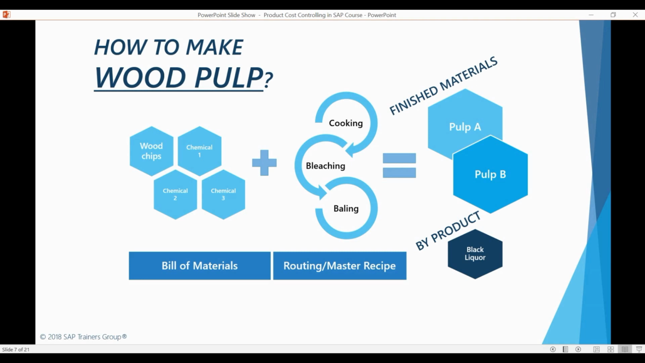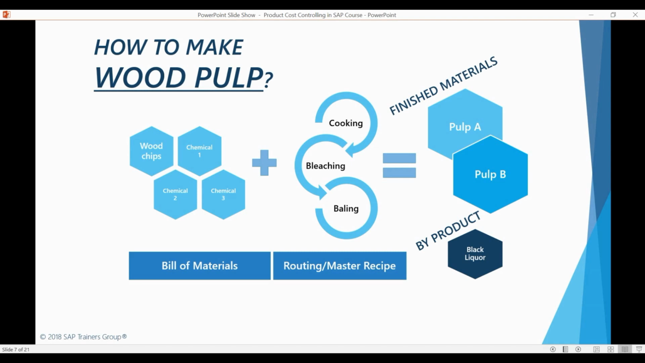The required raw materials are maintained in the system using a bill of materials. The bill of materials lists the raw materials and their quantities needed to produce a certain material, in our case a certain variety of wood pulp. The manufacturing operations are maintained using a routing. A routing lists all the operations that are needed to convert raw materials into specific finished products.